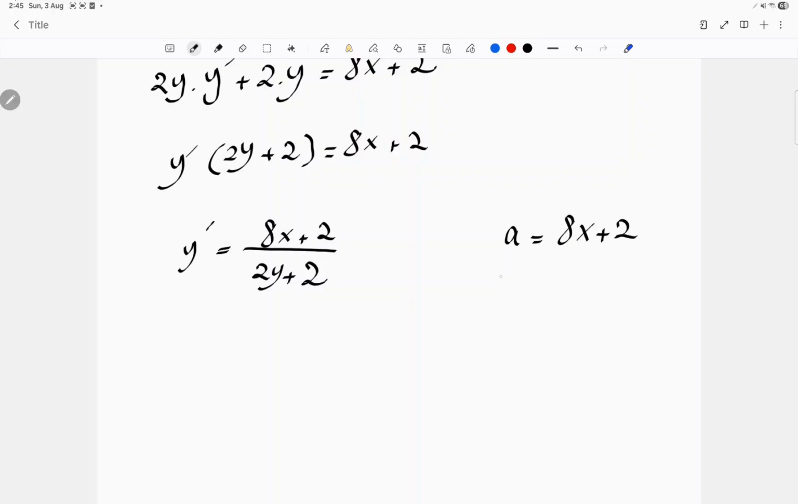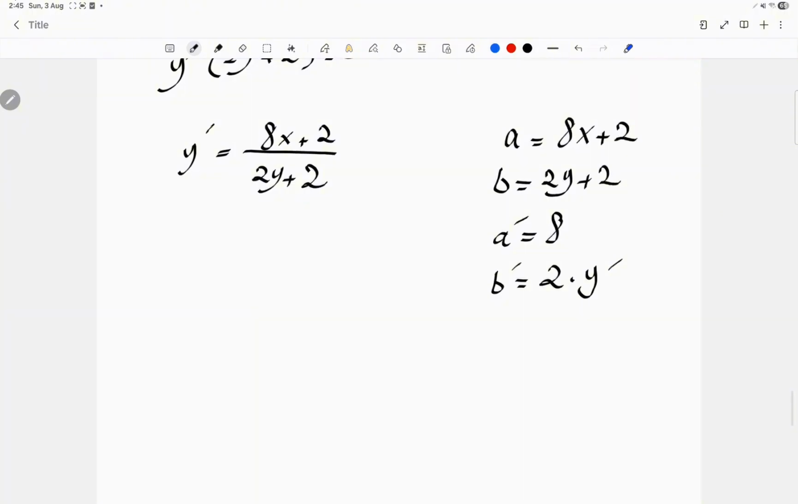So what's the a here? 8x plus 2. What's the b? What's the a prime? B prime? 2y prime. What was the quotient rule? B squared here. B times a prime minus a times b prime.